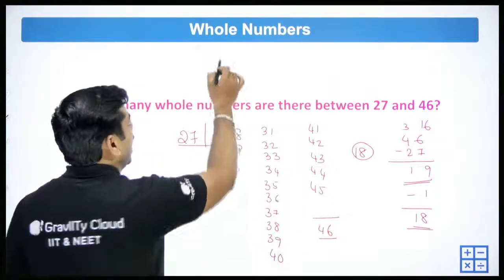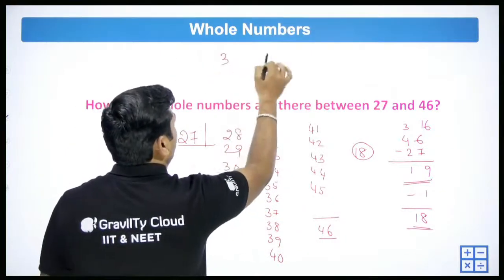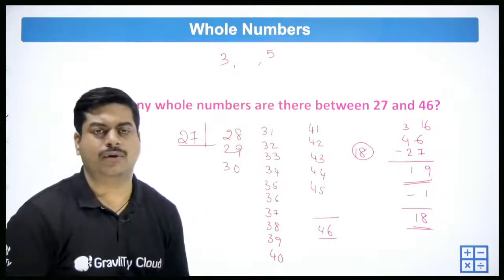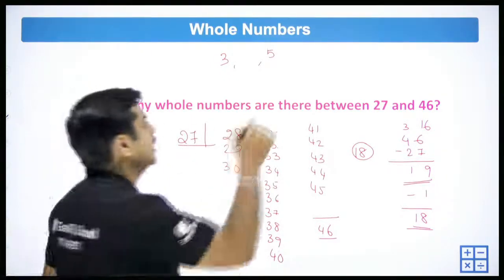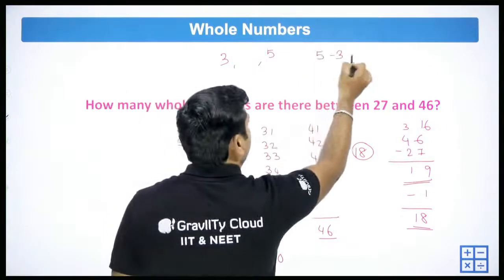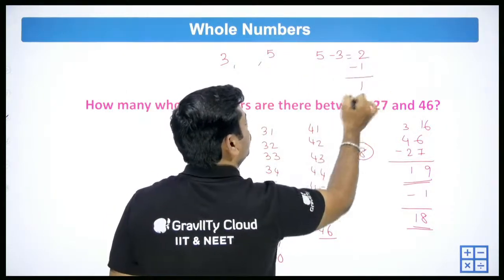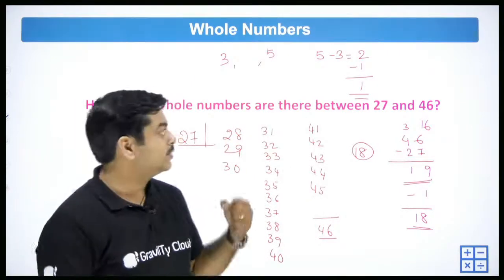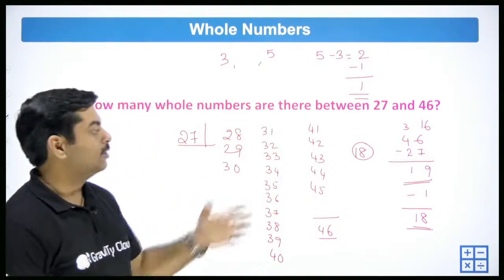For example, I have very simple 3 and 5. How many numbers are there in between them? We know there is only one number, that is 4. But when you subtract, what happens? 5 minus 3 gives 2, but the answer is not 2. 2 minus 1, 1 should come. Whatever the difference is, just try to delete 1 from that.